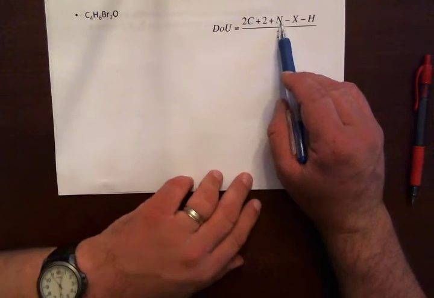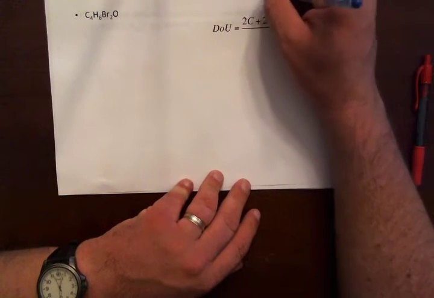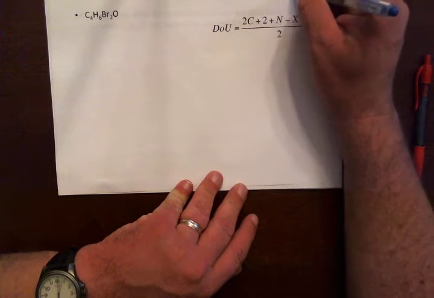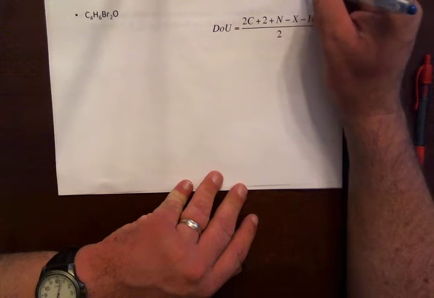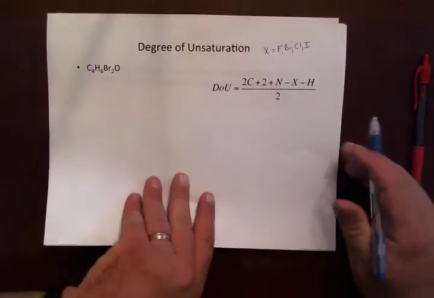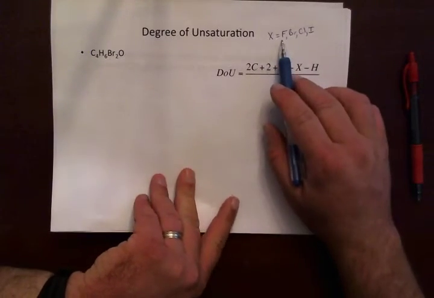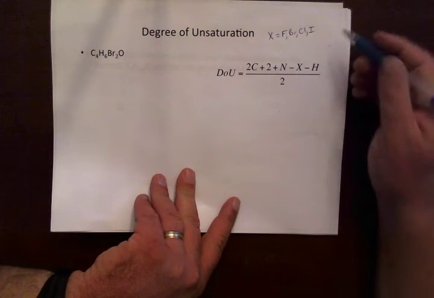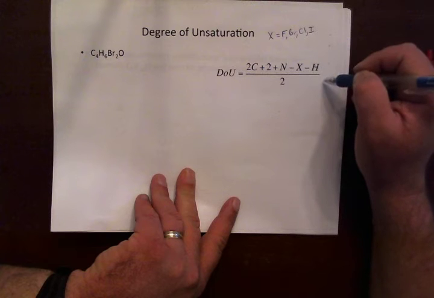Plus the number of nitrogens minus the number of halides, and so X would equal the total number of these fluorines, bromines, chlorines, and iodines. They're just going right down. Ooh, you can't see that. Sorry about that. Fluorines, bromines, chlorines, and iodines. So we're going to go right down that periodic table, which I'll give you. Any of those in there.